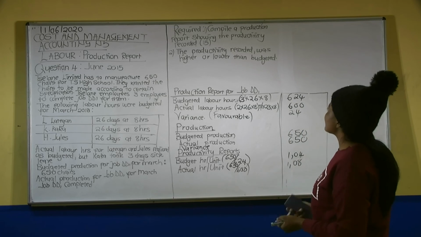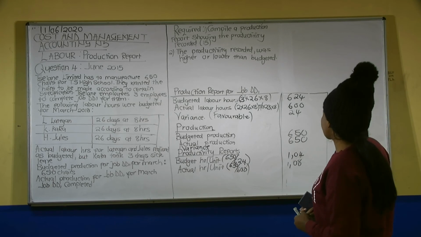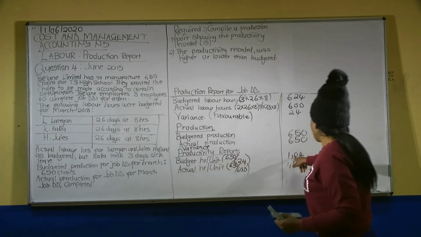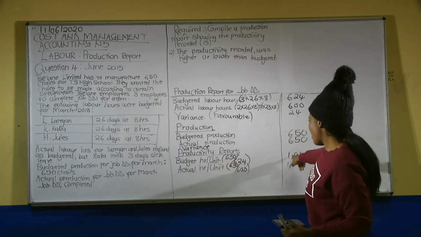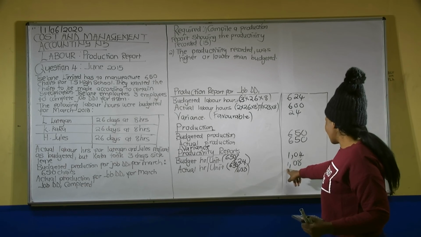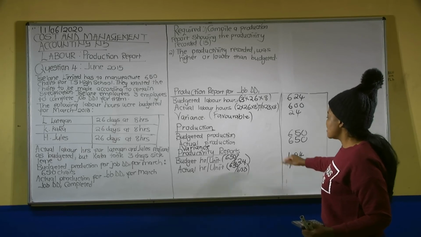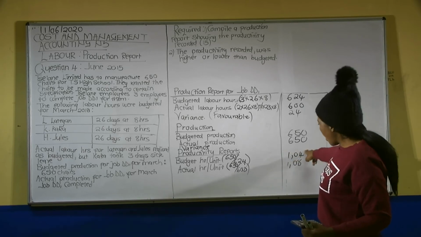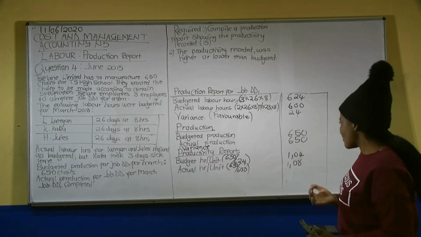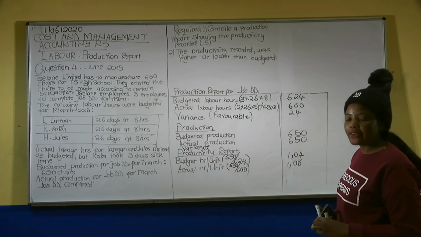Then the second question reads: was the productivity recorded higher or lower than budgeted? When they budgeted to produce at 1 minute 4 seconds, in actual fact they managed to complete this job at 1 minute 8 seconds, meaning the budgeted productivity was lower as compared to the actual productivity. It means that this company has less productivity.